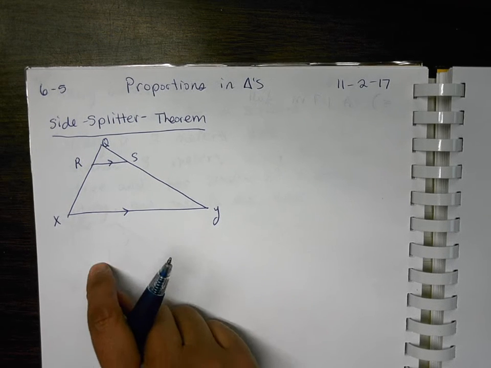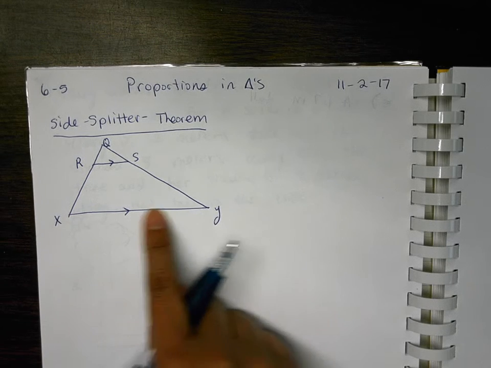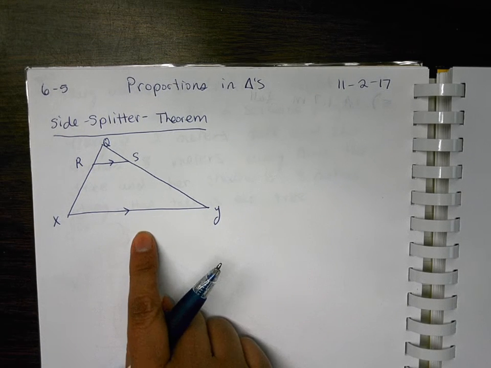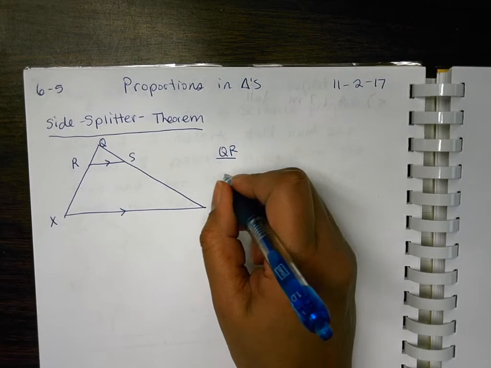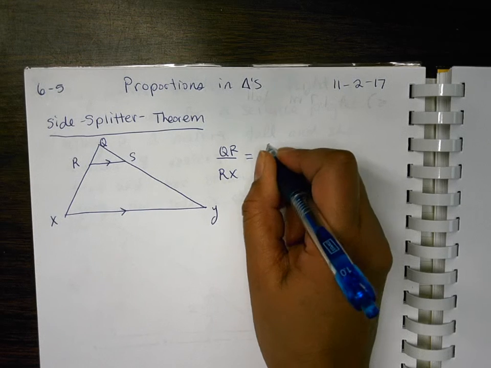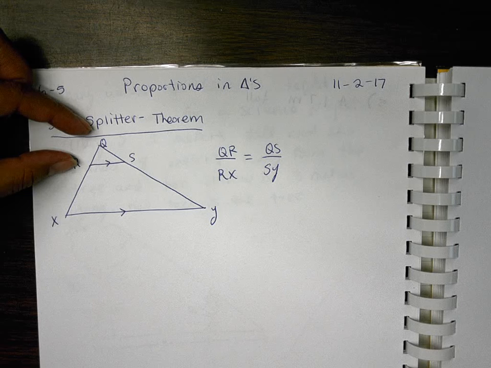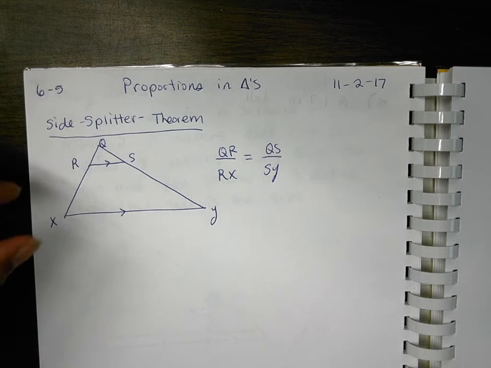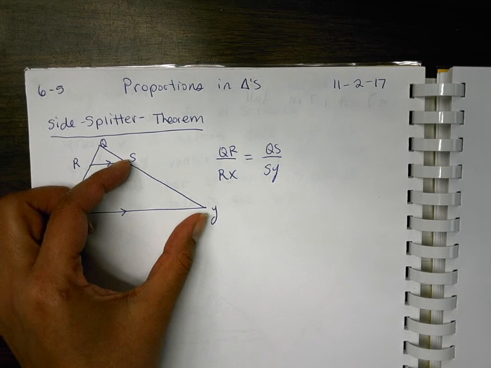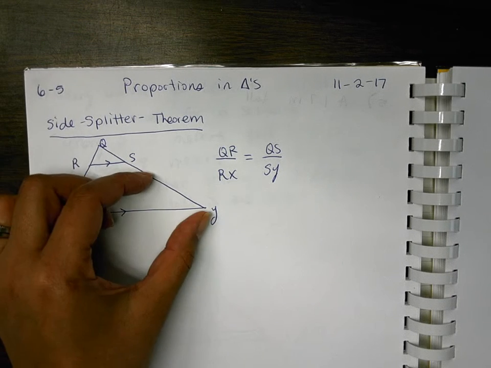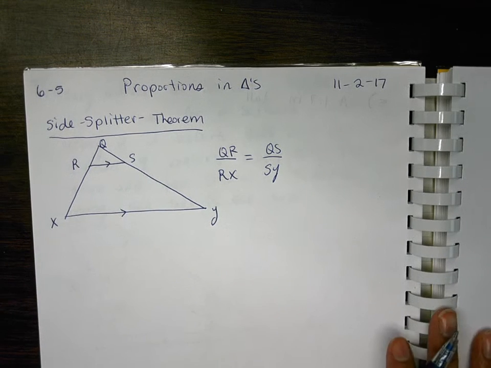Are we ready? Okay, so the side splitter theorem states that if RS is parallel to the base, if you have two lines like this that are parallel in a triangle, then QR over RX equals QS over SY. QR over RX equals QS over SY. Left over left equals right over right. Got it? Okay, we will write it different ways, but let's just get this practice for now.